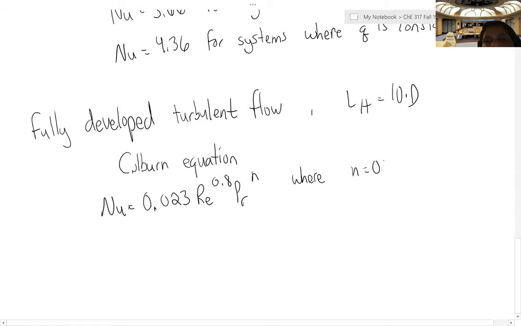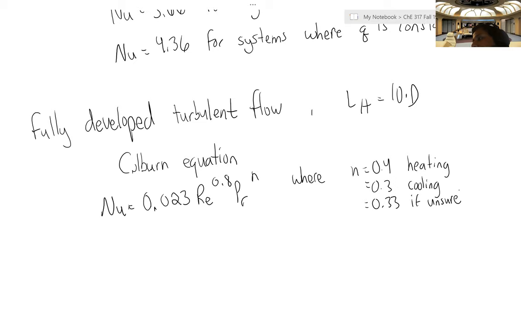where n is 0.4 for heating, 0.3 for cooling, and 0.33 if you're unsure. A lot of times you'll see it with just 0.33 because people don't want to take the time to actually make the judgment call.